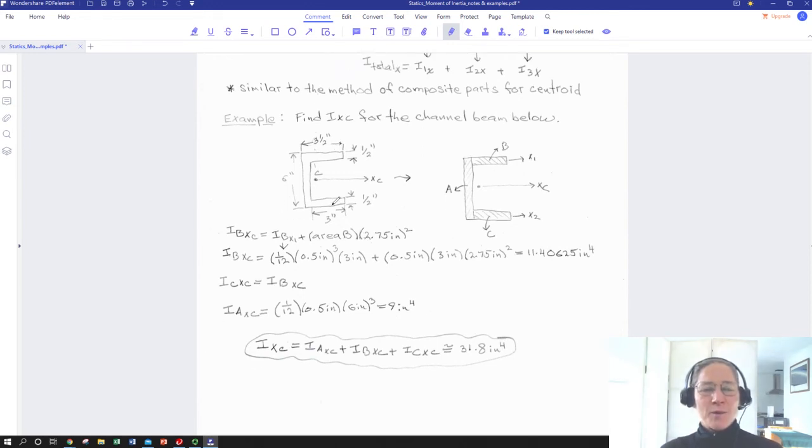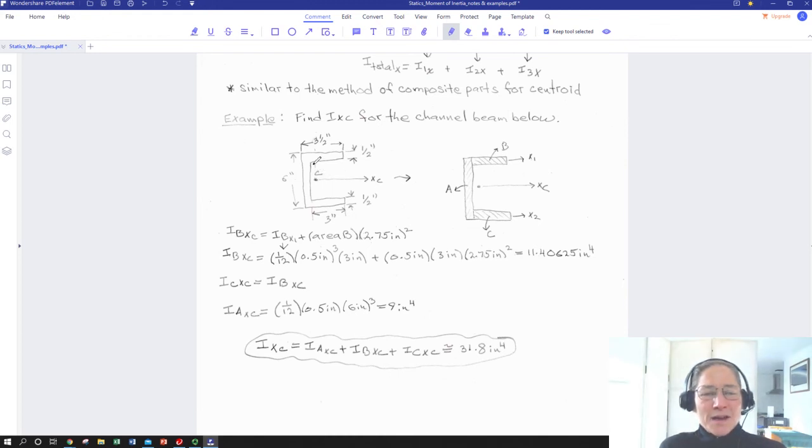We have a channel beam. This is something very typical that you would use for buildings or any kind of structures. And it's got a centroid somewhere in the middle, basically. We don't know how far it is in the x direction. We're not concerned because we're not looking at the y-axis moment of inertia. We're only looking at the x-axis. So we're only concerned with how far all of the area of this beam is from x sub c, the x-axis going through the centroid.